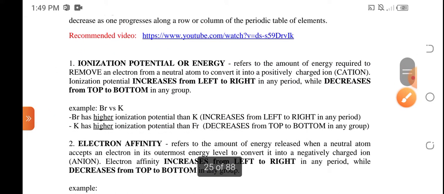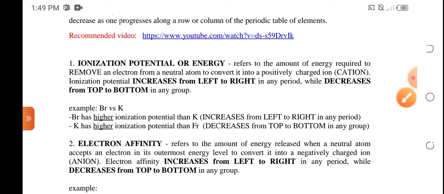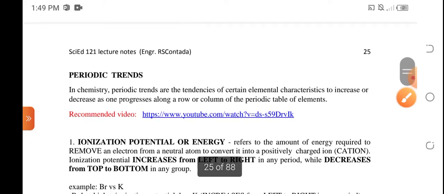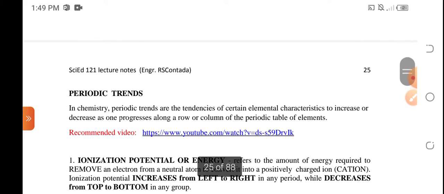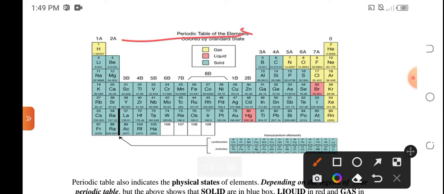So let's have an example. Okay? So bromine versus potassium. So bromine daw has higher ionization potential than potassium kasi nga increases from left to right. Hanapin natin, bromine and potassium. Mas mataas si bromine. Okay? So since the trend here a while ago is increasing, and with increasing, the one on the left is small and the one on the right is higher. Okay?